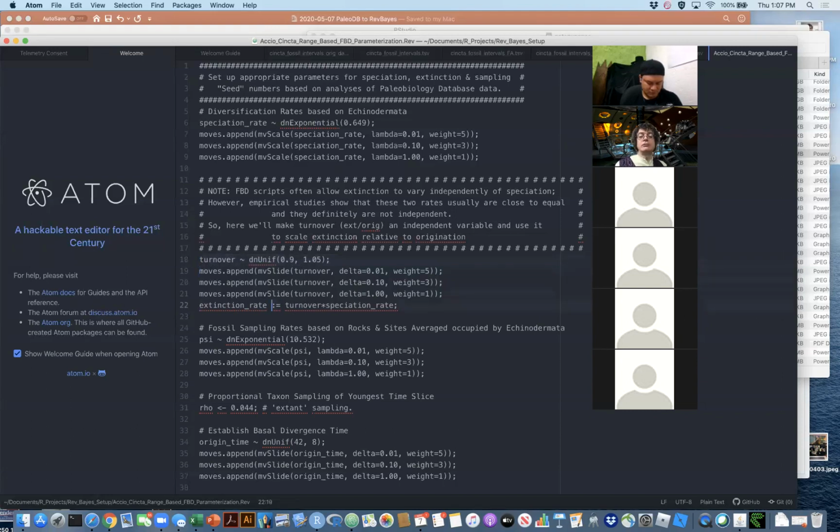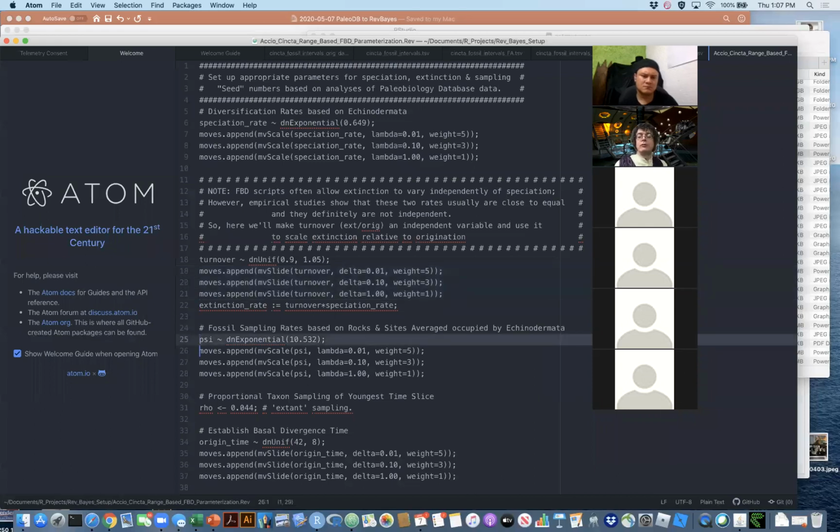And whenever you see this colon equals in RevBayes, this is going to be a variable that will be automatically updated anytime the variables to which it's being equated change. So basically, we're saying extinction rate is going to be turnover times speciation rate. The extinction rate will be automatically changed every time either the turnover changes from this set of moves, or the speciation rate changes from this set of moves. And we're also then going to set up in line for our MCMC. We're going to shift the turnover rate just following a simple uniform distribution.